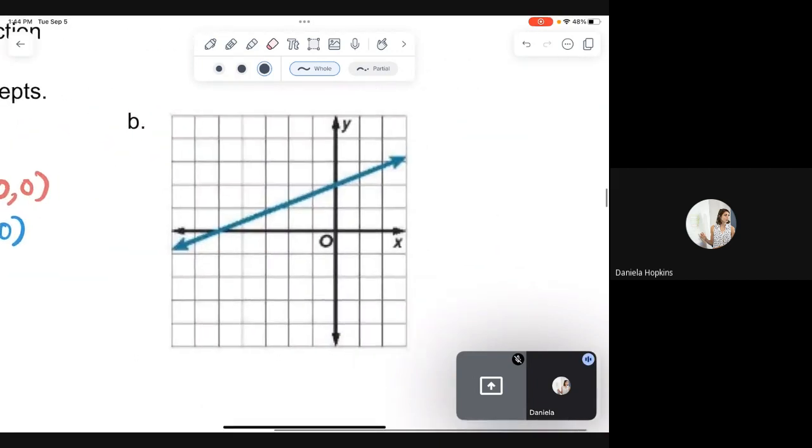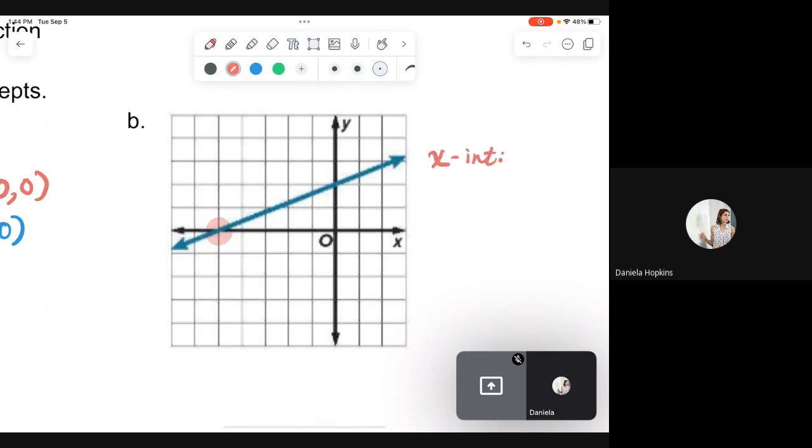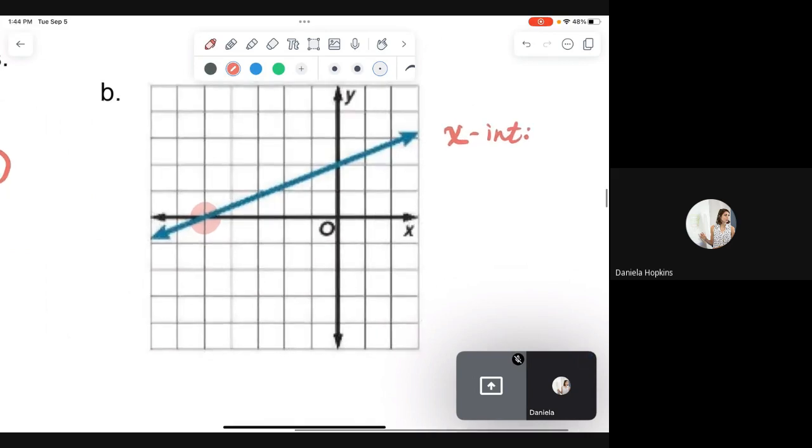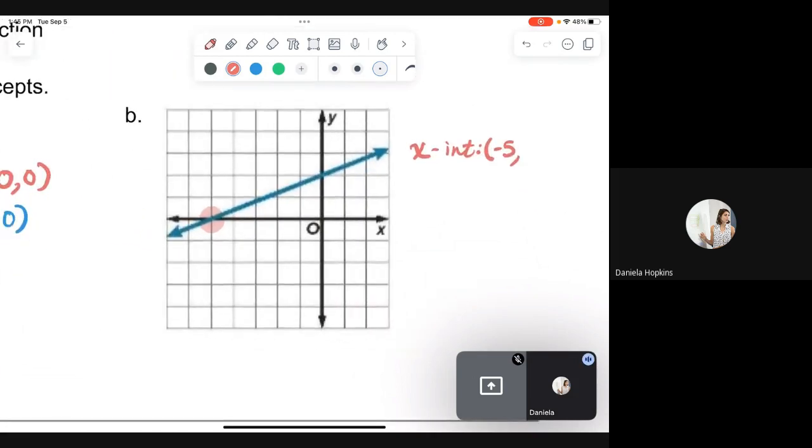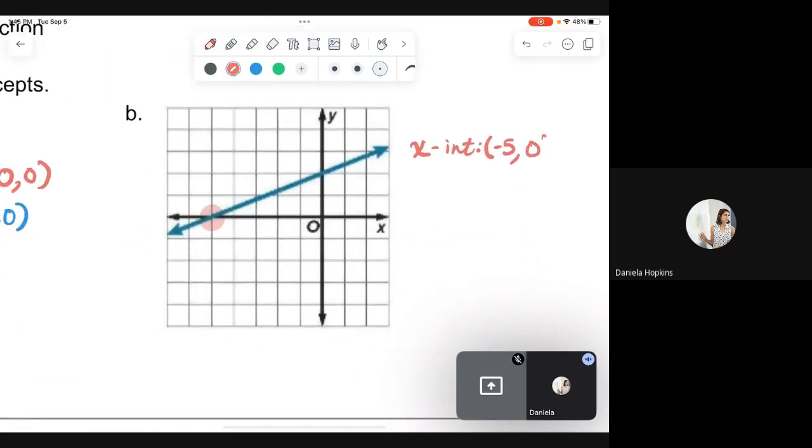Let's look at part B. Here I have a distinct x-coordinate and a distinct y-coordinate. So my x-coordinate, my x-intercept, should be a little more precise. All right, what is that x-intercept? First of all, is it positive or negative? Negative. And then, 1, 2, 3, 4, 5. What's my y part of my x-intercept? 0.